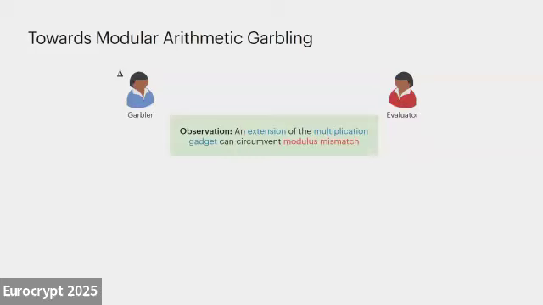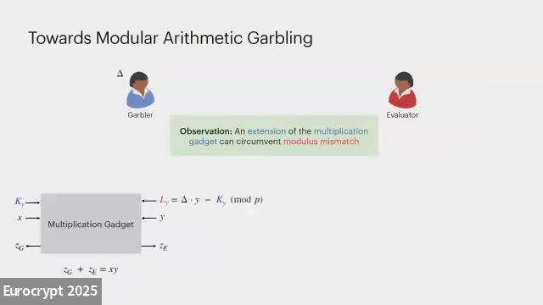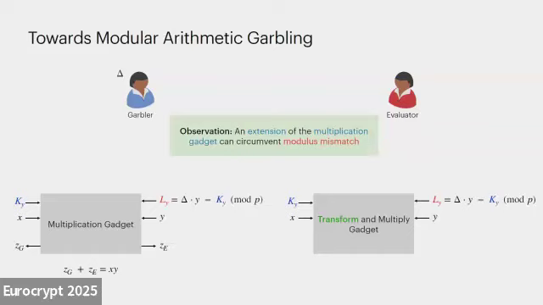So one of the key observations we make in our work is that a small twist to this multiplication gadget suffices to make things go through. We have the multiplication gadget on our left, which we just saw. What we need is what I'm going to call a transform and multiply gadget. It has the same inputs as the multiplication gadget, but it outputs shares of x times f of y, where f is some function, a transformation function on the evaluator's input.